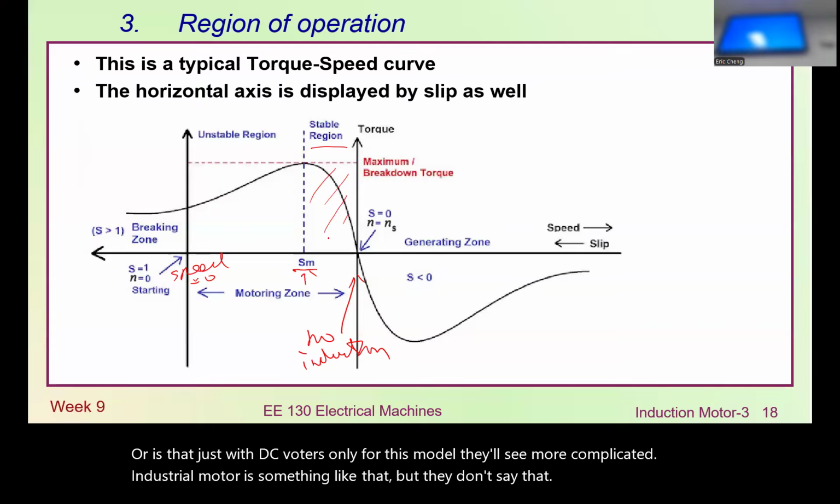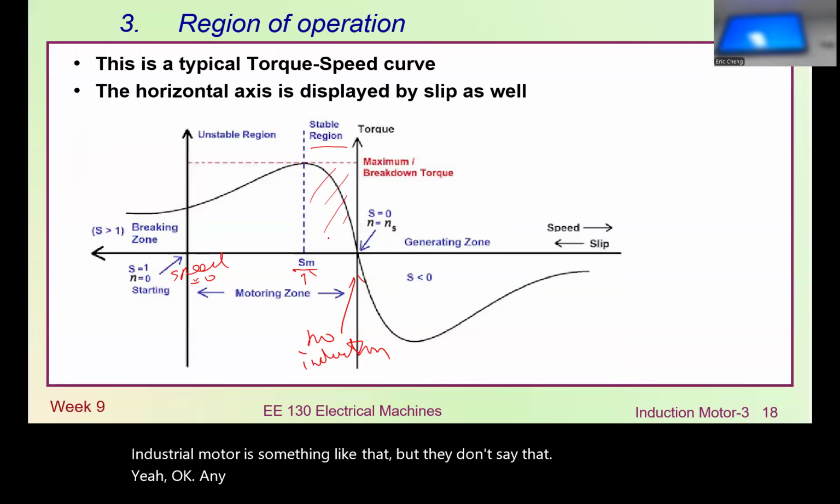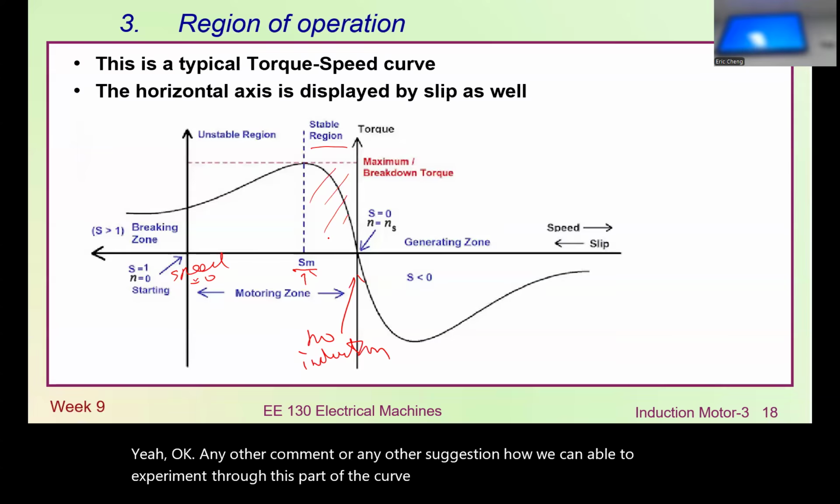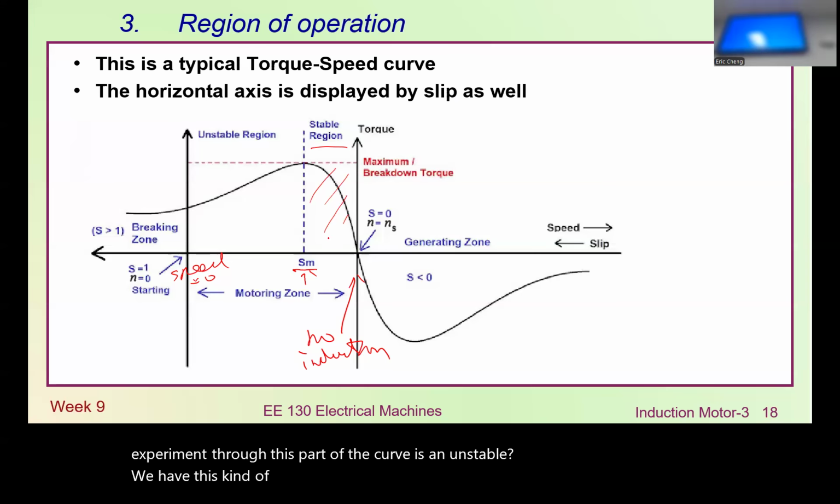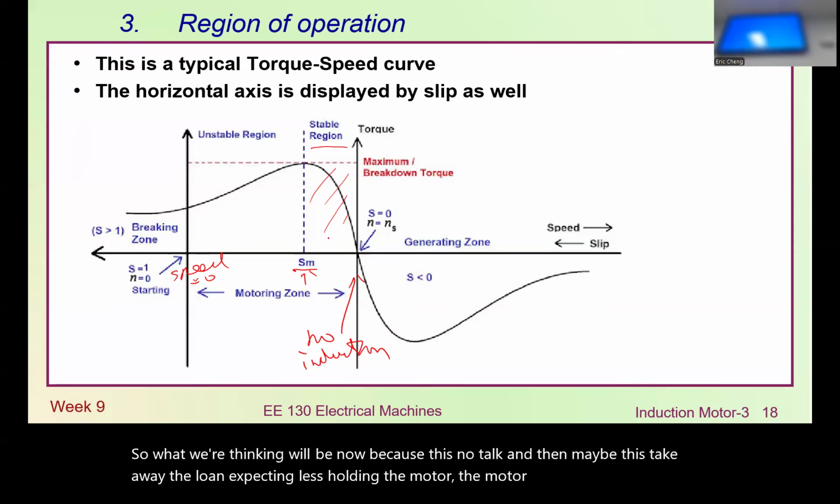Yeah, okay. Any other comment or any other suggestion how we can experience that this part of the curve is unstable? Let's look at this case. If we're operating at that point, we have this kind of low torque. So what we're thinking is, now we've got this low torque, and when we take away the load, expecting less loading on the motor should increase the speed. But that's not the case.